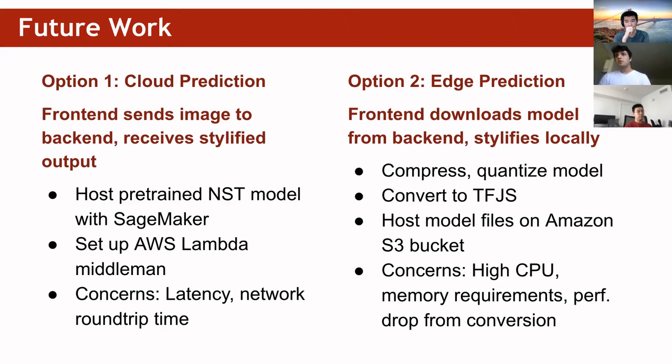The other option would be edge prediction, where we have the model downloaded on mobile phones. In order to do this, we would probably need to compress the model and quantize it. And we would host the model files on Amazon S3 buckets. But again, the concerns here are particularly on mobile. There might be CPU constraints or memory constraints, or just a performance drop from compression.